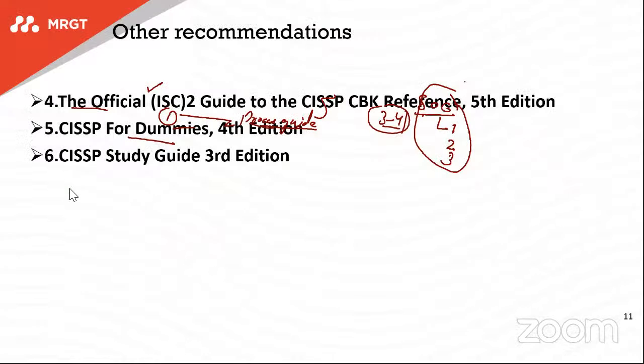Okay, some other minor recommendations. Some guys go with the CBK.